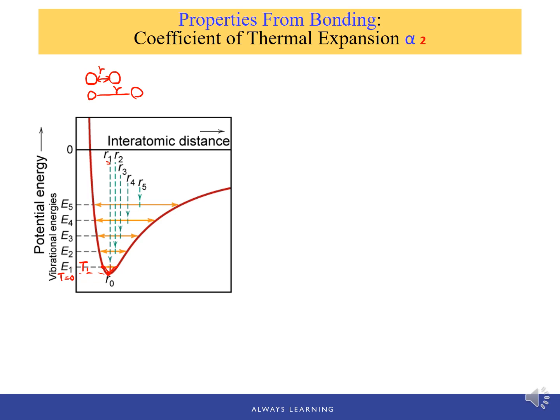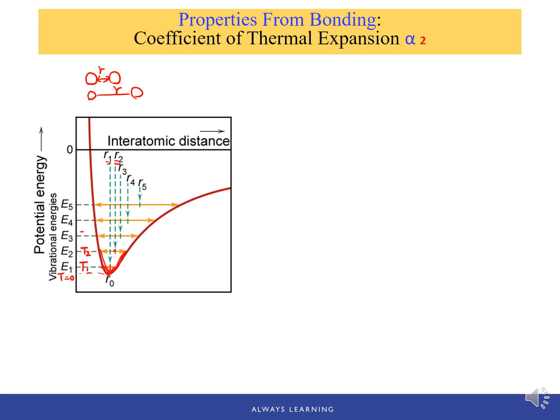Now we increase the temperature to T2. We provide this material with a higher thermal energy, E2, and the vibration will be more. And the average distance between the two atoms becomes R2.